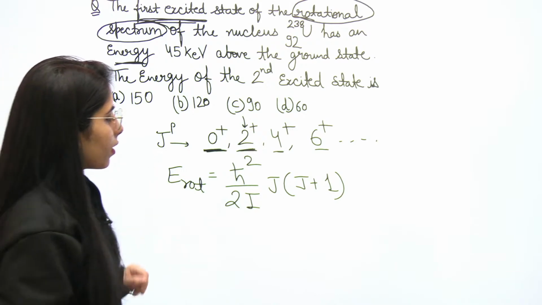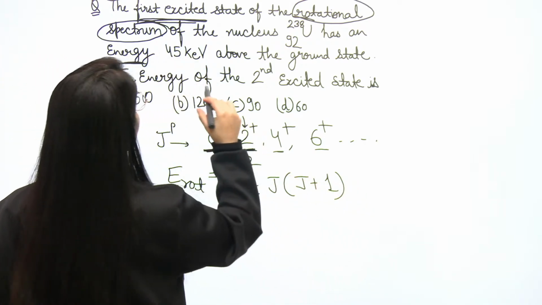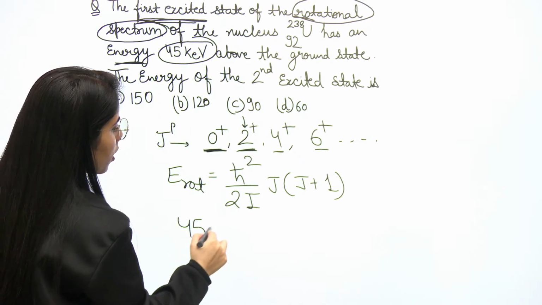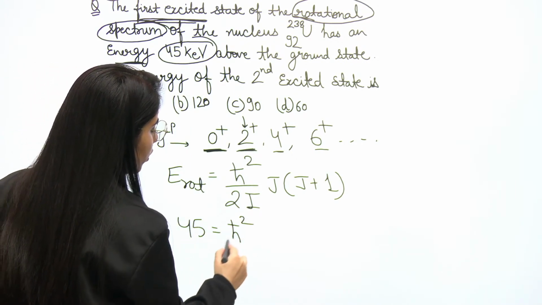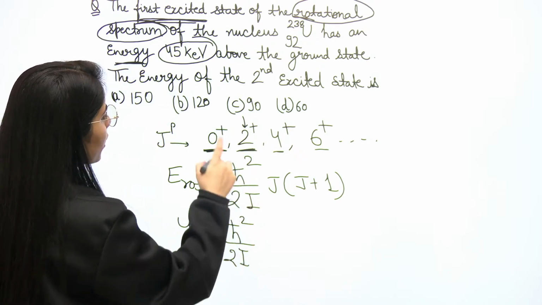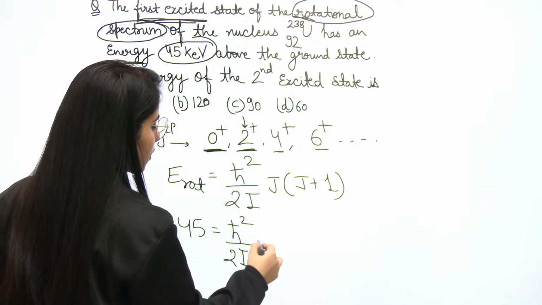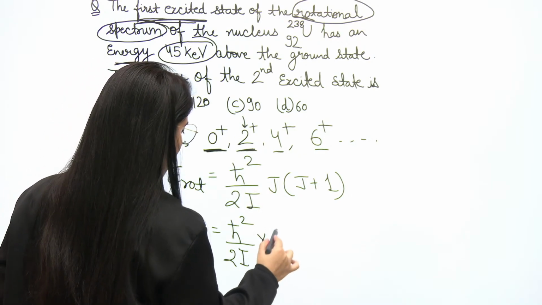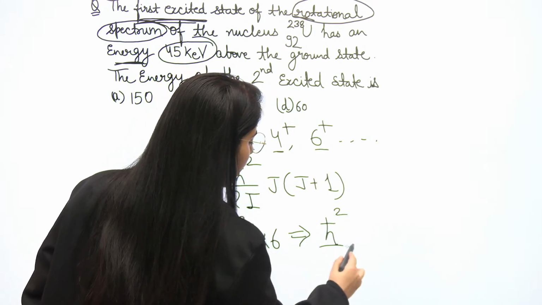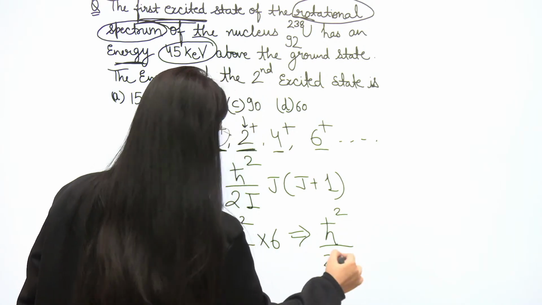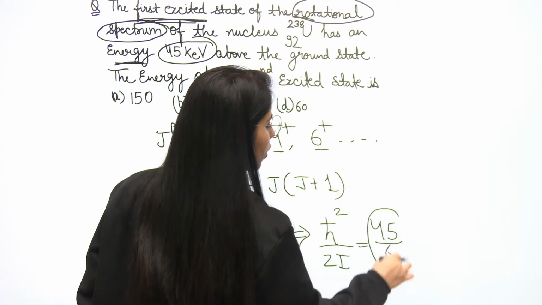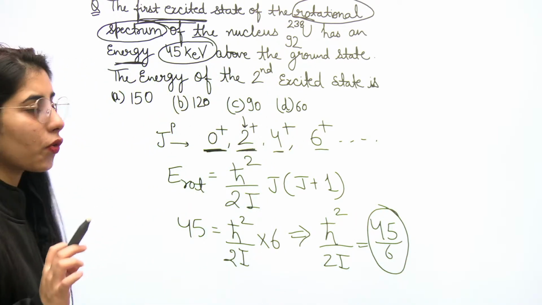So when you consider J is equal to 2 here, you can write the energy 45 is equal to h cut square upon 2I, J into J plus 1, which means 2 into 2 plus 1, that is 3 into 2, which is 6. From here you get the value of h cut square upon 2I, which will be 45 upon 6. This is the constant value you have got for the same nucleus, that is uranium.